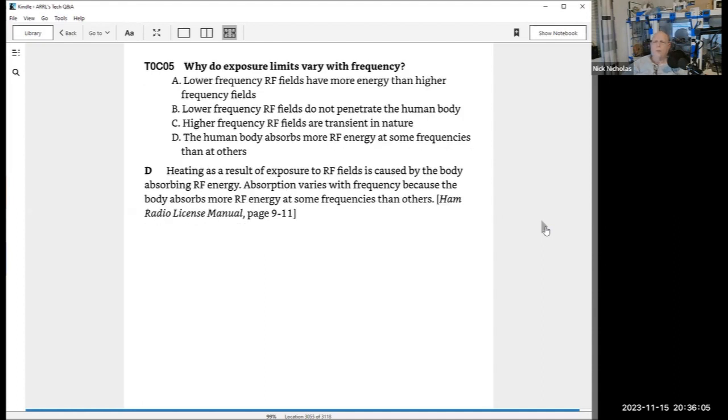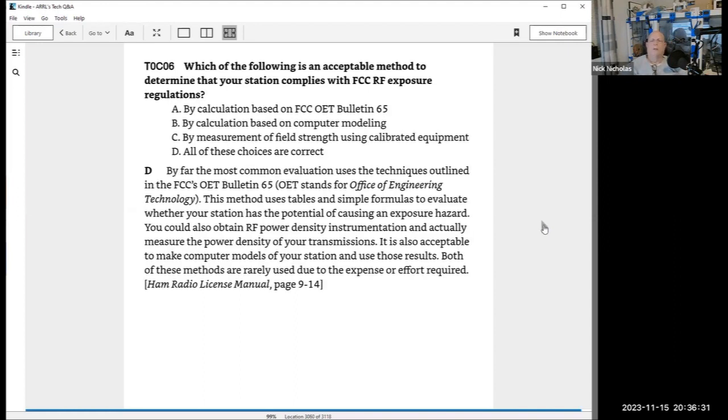Usually for most frequencies, unless you're operating tremendous power on very short frequencies, it's not going to be a serious problem. Why do exposure limits vary with frequency? The human body absorbs more energy the higher a frequency is. So that's why higher frequencies require lesser exposure limits or more stringent exposure limits. I mean, you got to get less exposure or keep a further distance away.